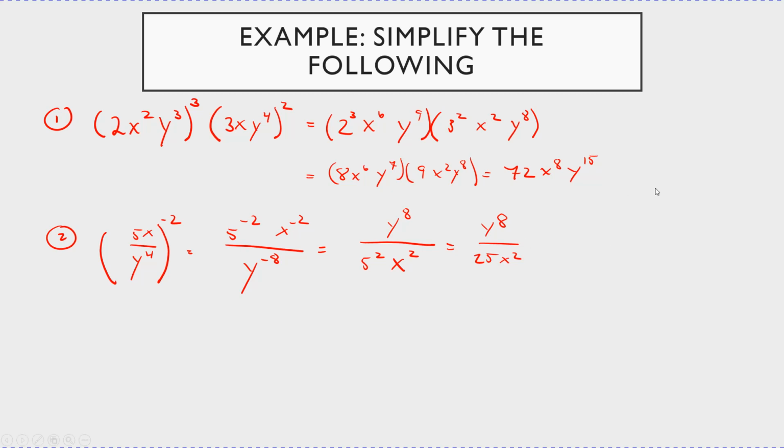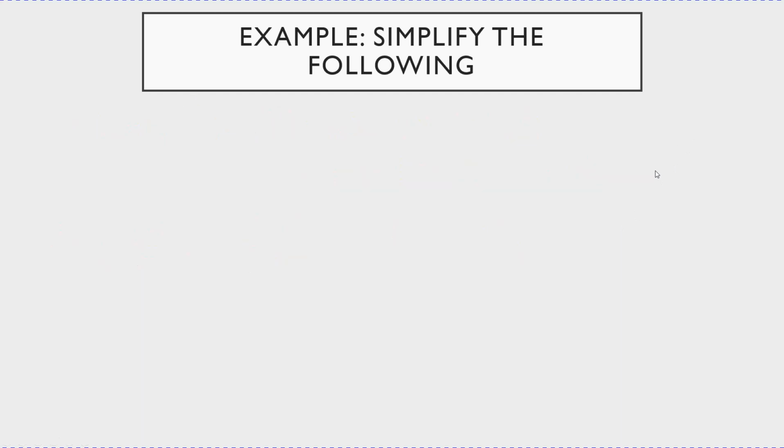All right, let's do one last one here, and we'll have a lot going on. So let's simplify this problem. In parentheses, I have 27x to the 10th power, y to the 12th, divided by 3x to the 5th, y to the 6th, all squared.